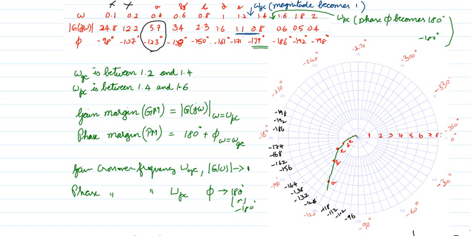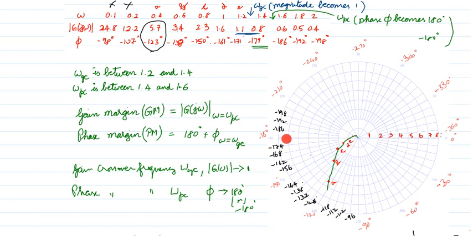Now we move to the very important thing, finding the gain margin and phase margin. What is the gain margin? Gain margin is nothing but the magnitude at the phase crossover frequency. What is the phase crossover frequency? It is the frequency at which the angle is 180 degrees. Now come to the graph.